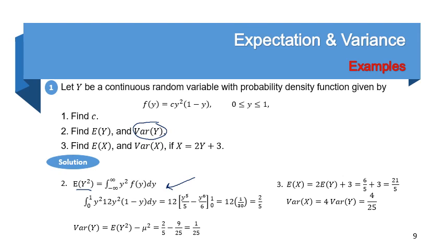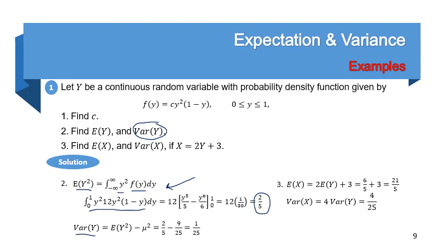Now we need to calculate the integration over y square multiplied by the density of y dy, as you see here. The integration, as usual, now you are good at doing these types of simple integrations. It will give you 2 over 5. This is our expectation of y square. And here is our variance, as simple as this.